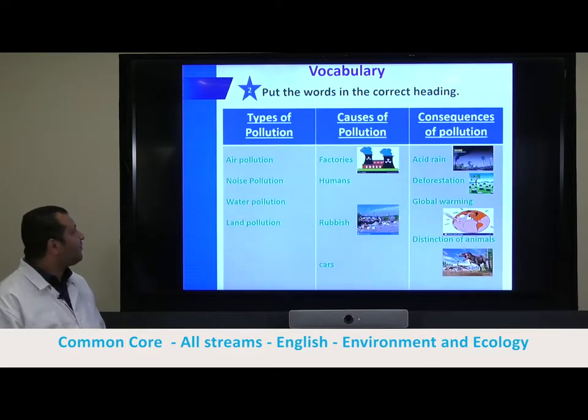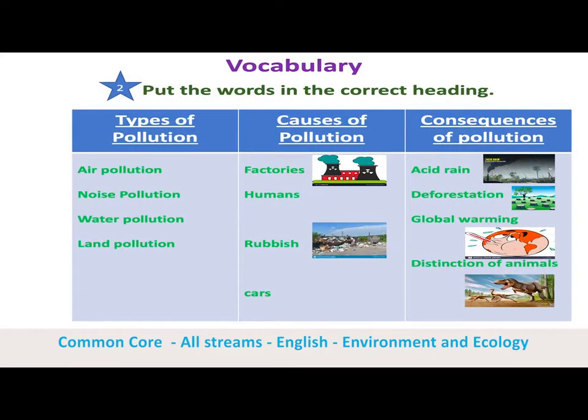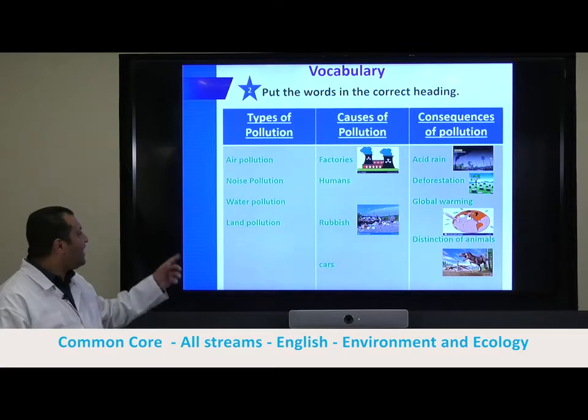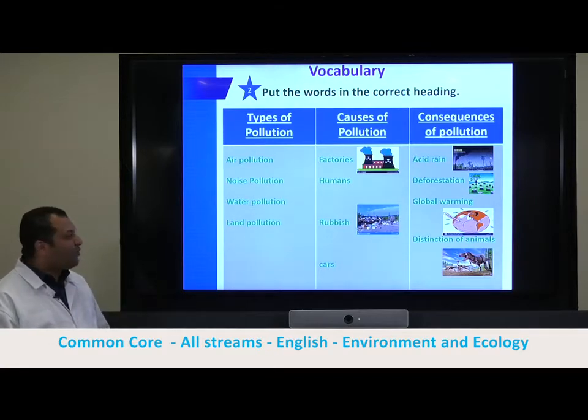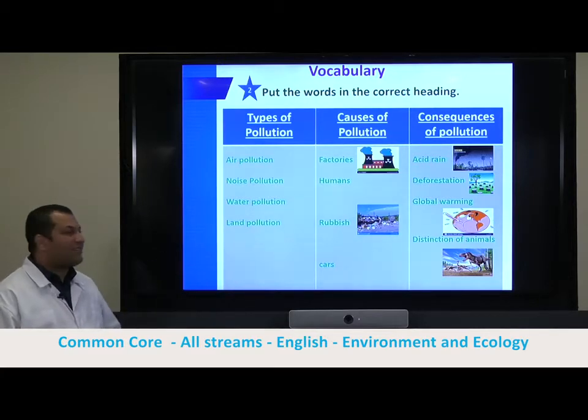Let's correct. Types of pollution, we have air pollution, like the smoke, for example, given off or emitted from factories, from vehicles, it causes air pollution. Noise pollution, water pollution, rivers, seas, oceans, etc. And land pollution, throwing the rubbish in the street causes land pollution, etc.